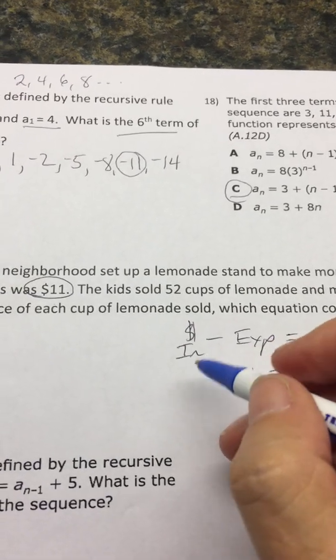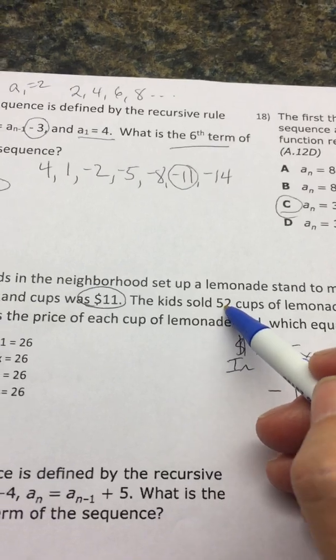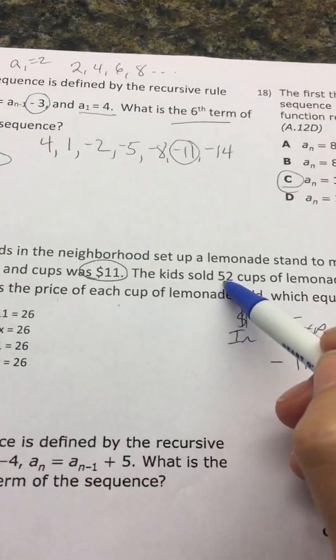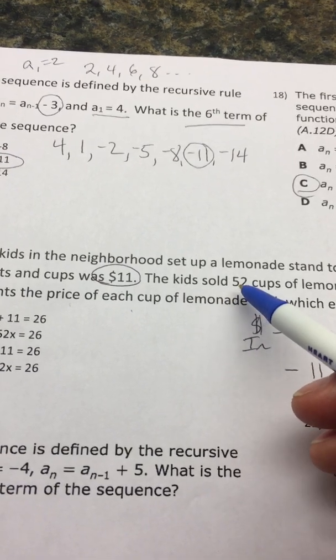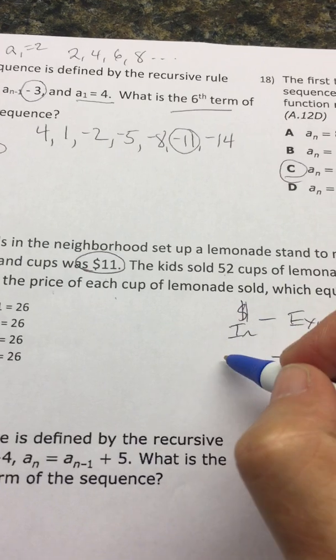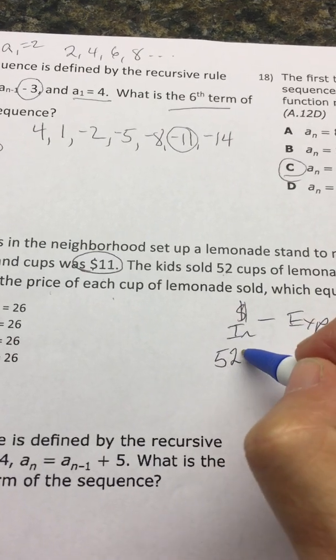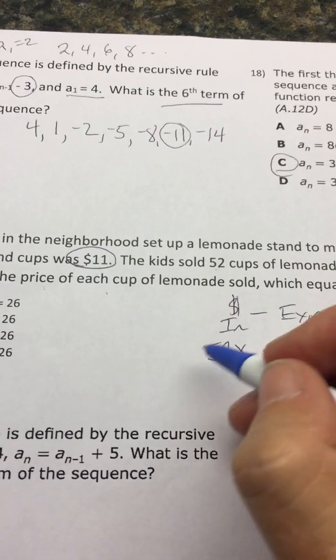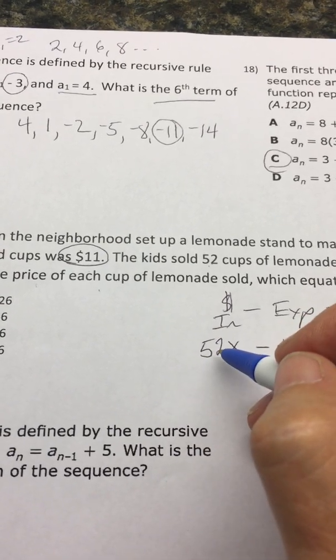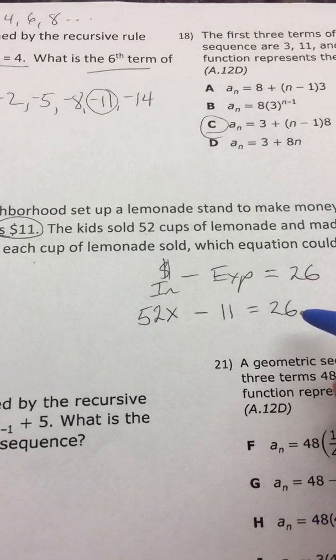I just need the money coming in. How many cups did we sell? 52. And X is the price for each cup. So 52 times however much each cup costs. Maybe it's $52 times 1. Maybe each cup was $2, $52 times 2. I don't know what the price is, but it's 52 times X. So this is my money coming in. 52 cups at whatever the price of a single cup. So if I take that money coming in, subtract out my expenses, there's my profit.